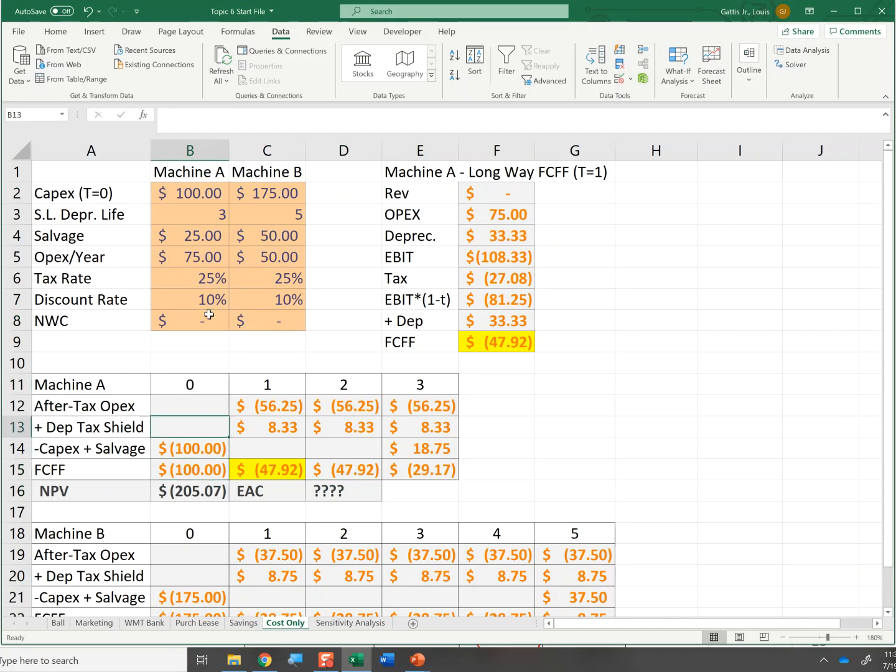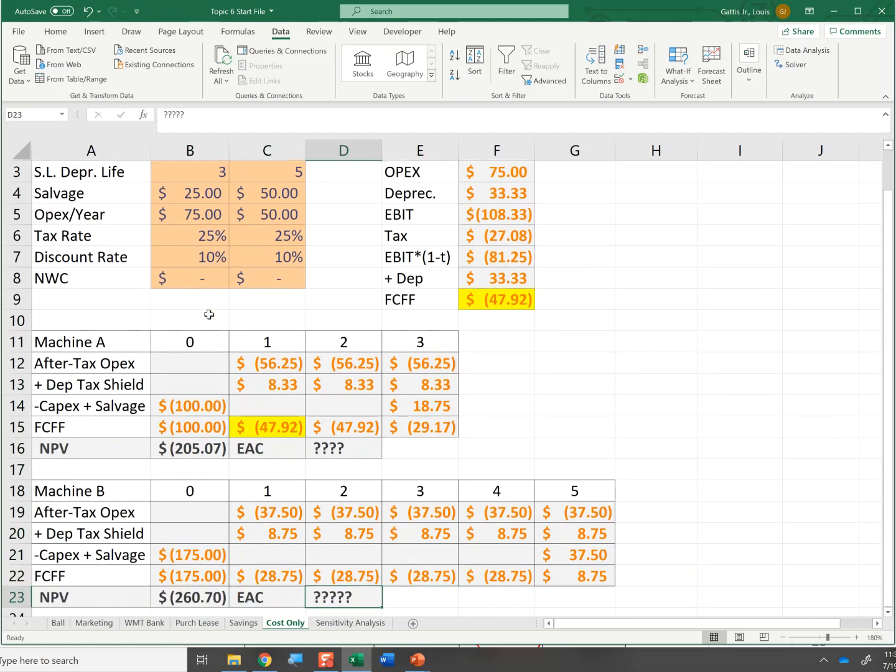So I've calculated my free cash flows for machine A, which is a 3-year machine, and the 5-year machine, machine B. Calculate the NPV. So the NPV of the short-lived machine A is lower than machine B. I need this machine no matter what, so I would choose machine A if I only used NPV, but this isn't a good comparison because this machine lasts 3 years, this one lasts 5 years. So in theory, if you need 5 years of service from this machine, you'd have to buy another one of these machines out here. But the easier way to do that is just convert these unequal lives.